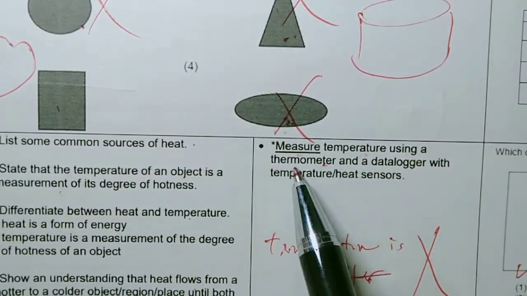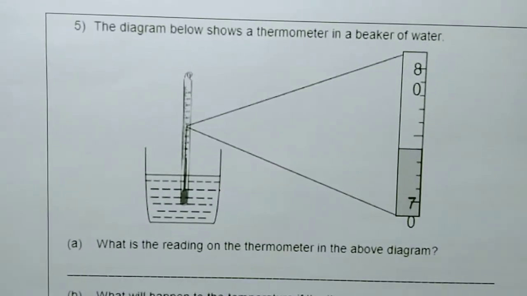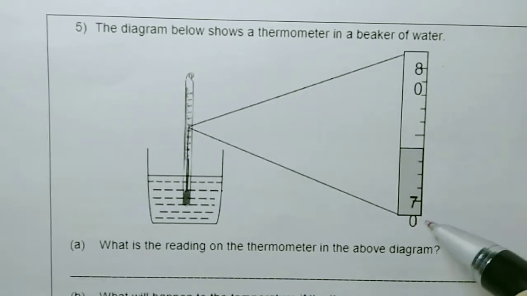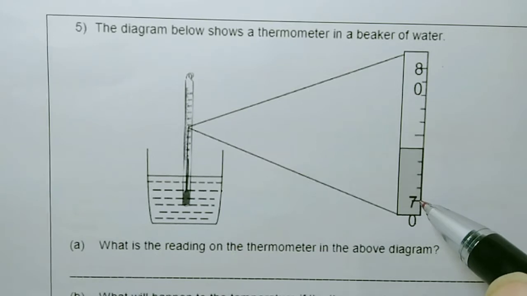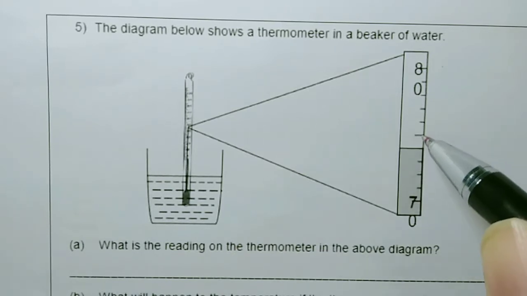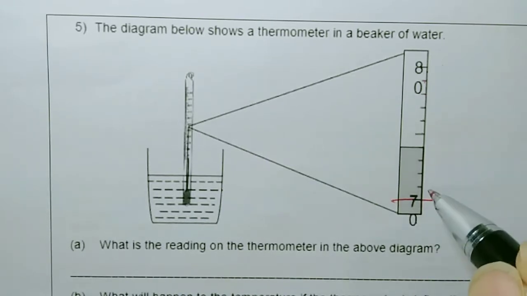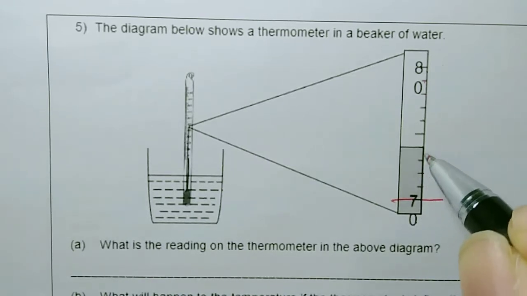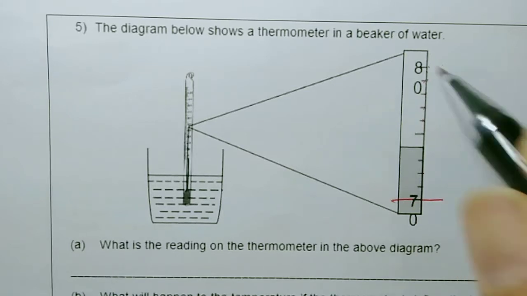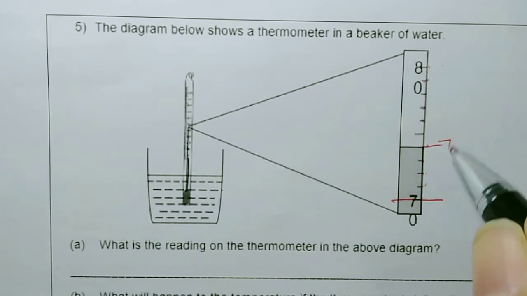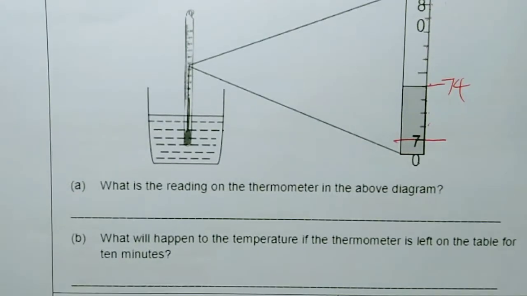Thermometer. Remember? Measure temperature using a thermometer. Data loggers. Temperature. Heat sensor. Then a question using a thermometer. Know how to read. 70, 80. So the longer one stands for like 0, right? 1, 2, 3, 4, 5, 6, 7, 8, 9, 10. This is 71. 70, 71, 2, 3, 4, 5, 6, 7, 8, 9, 10. So this one looks like 71, 2, 3, 74. So what's the reading on the thermometer?